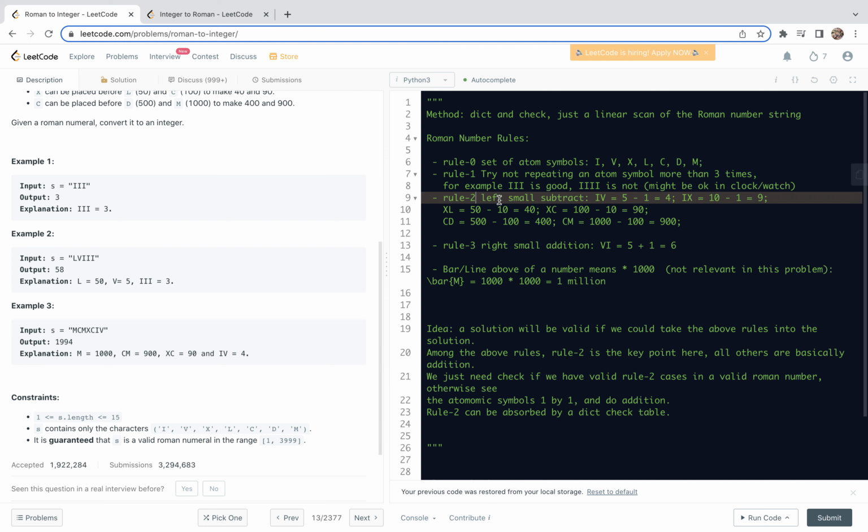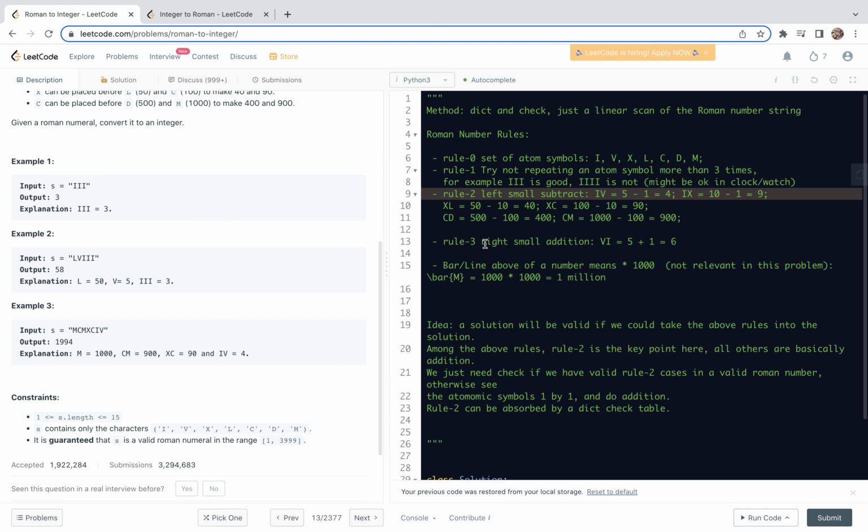Rule 2 is left-small subtraction. For example, we have I and V, and I is less than V. So the interpretation is V minus I, 5 minus 1 is 4. Similarly, IX, XL, XC, CD, and CM. Rule 3 is right-small addition. For example, we have VI. I is 1 and V is 5. Because I appears to the right of V, VI is interpreted as 5 plus 1, that is 6.